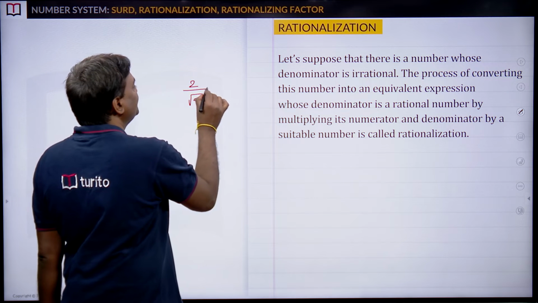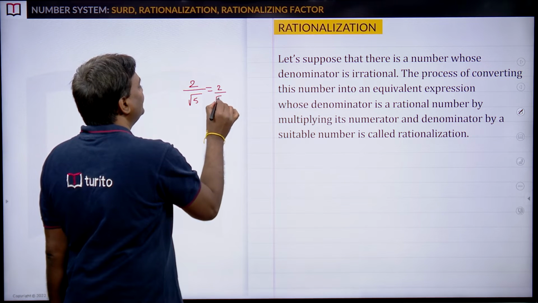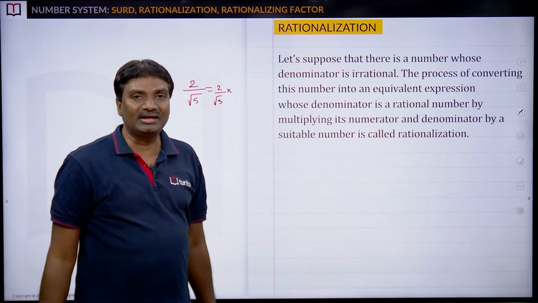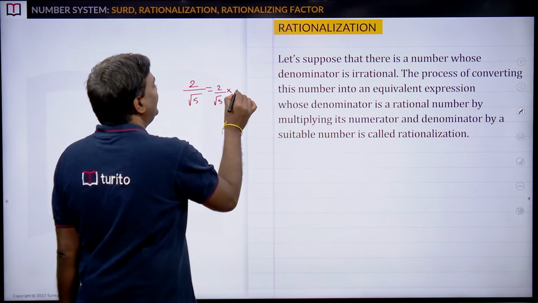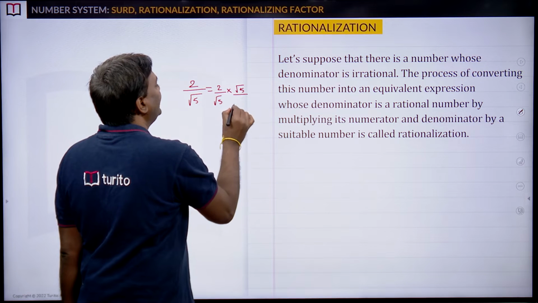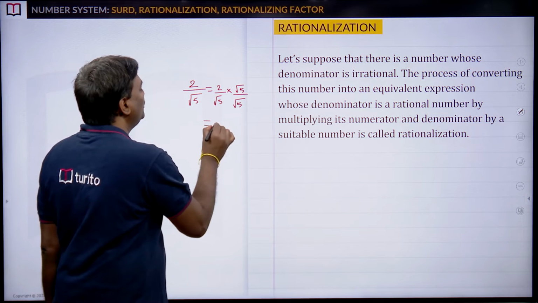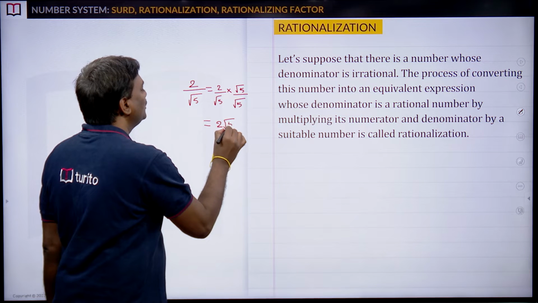To convert the denominator of 2 by root 5 into a rational number, it is better to multiply the numerator and denominator by root 5. Now, in the numerator, 2 into root 5 is 2 root 5.